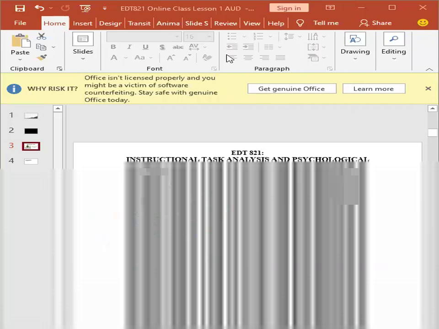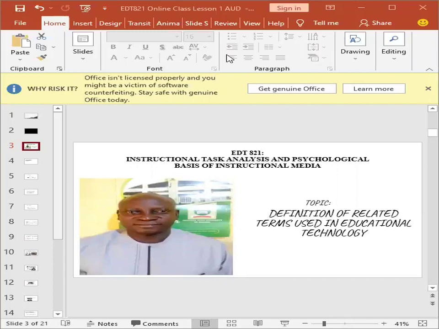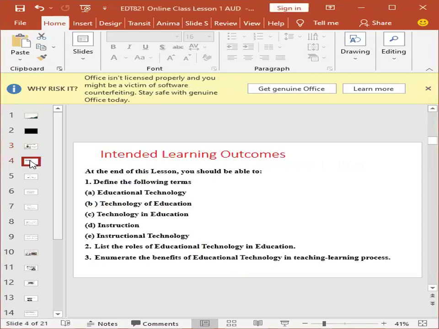Welcome into EDT821, Instructional Task Analysis and Psychological Basis of Instructional Media class. The topic we are going to discuss today is definitions of related terms used in educational technology, with these intended learning outcomes.